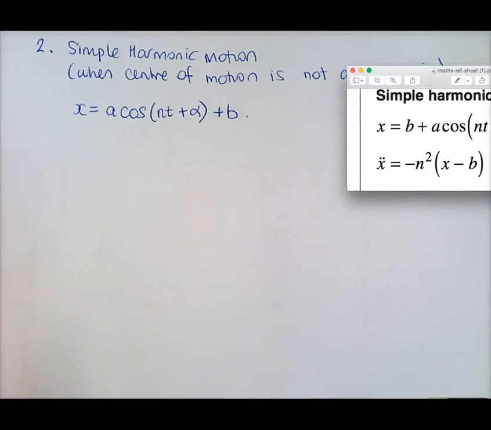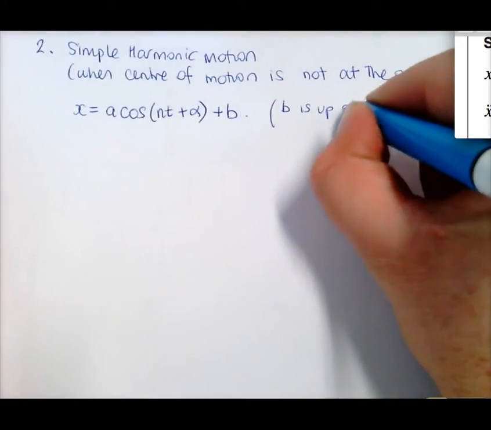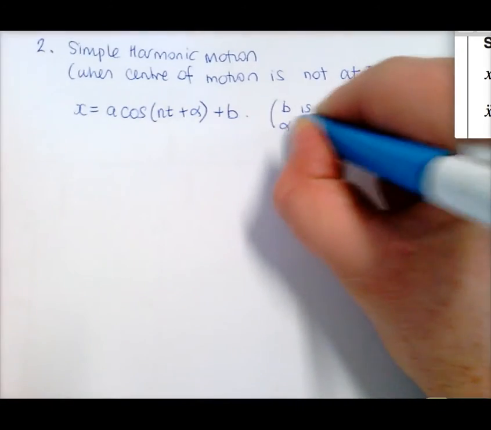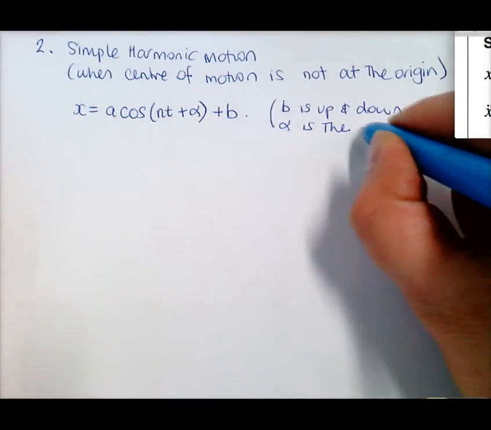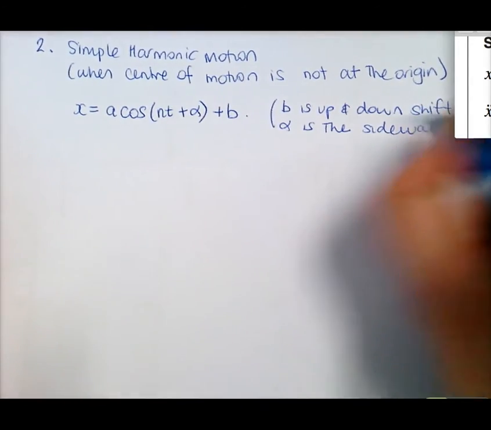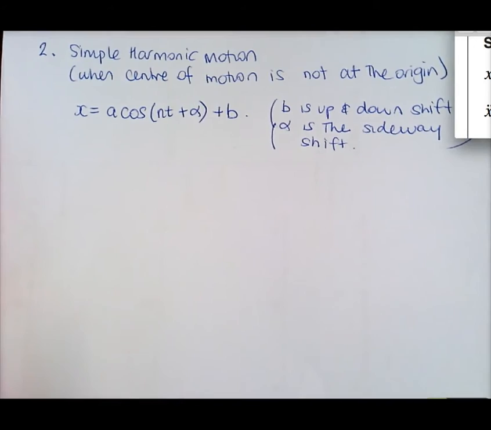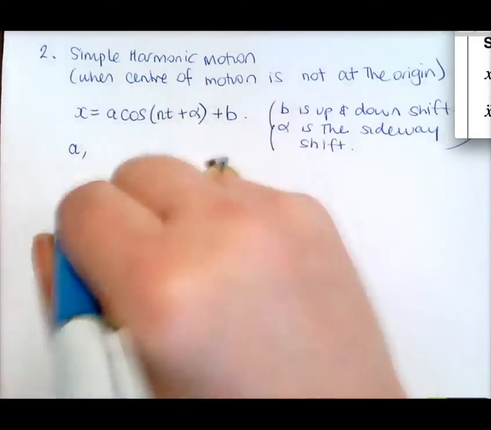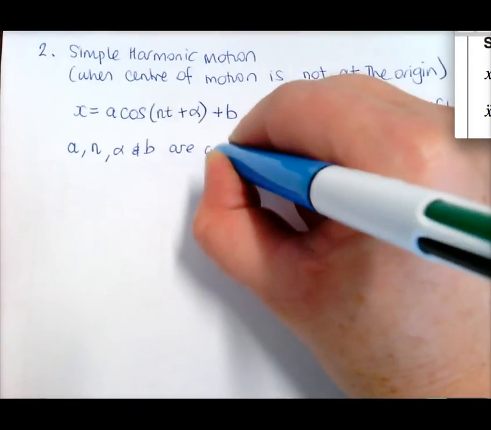Now, just leave that there at the moment. Notice the B is the up and down shift, and the alpha is the horizontal, or sideways, shift. The up and down one's the easiest one to work out. Now, when we've got this equation, we know that a, n, alpha, and b are constants.